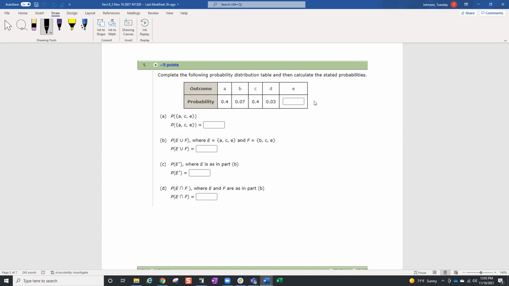So what I know is that when I add all of these up, it should end up being 1. So I'm going to add 0.4, 0.07, 0.4. I'm going to write it correctly. That 0 goes somewhere else.